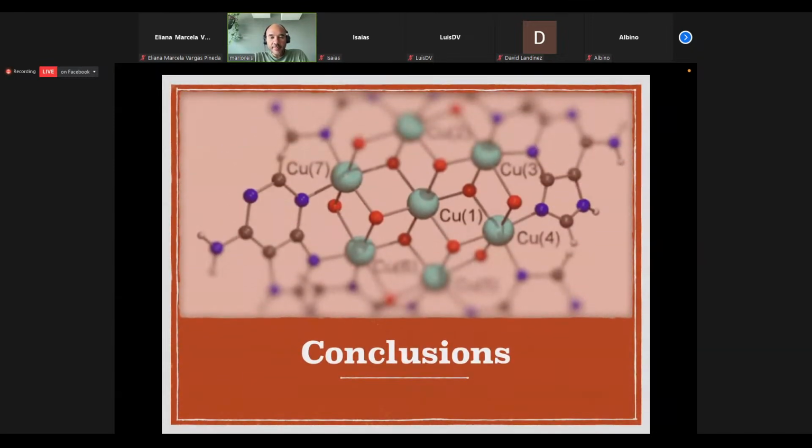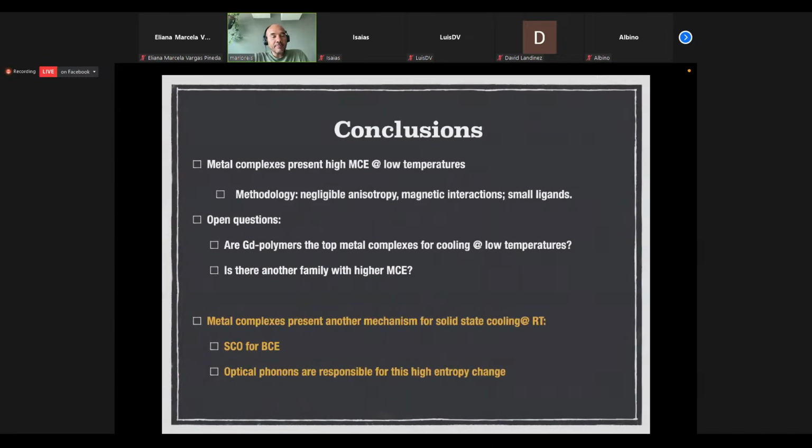And to conclude, I have presented two main behaviors for these materials. One, regarding the magnetocaloric effect at low temperatures, there is one open question, which is how to improve the materials to keep improving based on that picture.